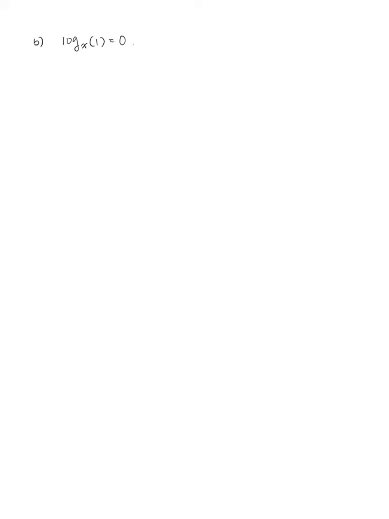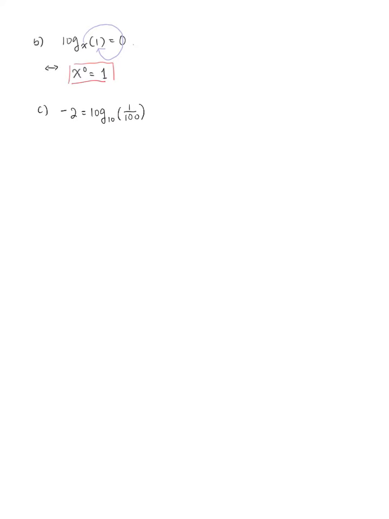All right, now let's try something like this. Example B, log base x of 1 equals 0. So this is equivalent to x to the 0 equals 1. And we're done. Oh my gosh, that's supposed to be an x, sorry. x to the 0 is 1. And that's all you've got to do.